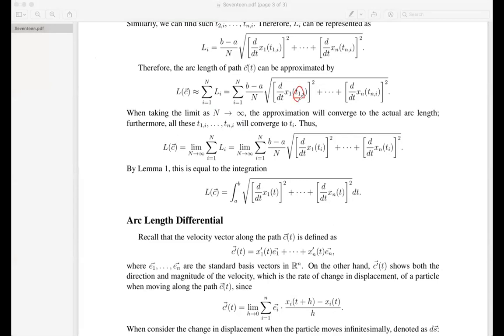the t1i, for example, remember t1i is between t(i minus 1) and ti. But if the number of partitions gets larger and larger, the length of each partition will be smaller and smaller. And eventually t1i would be exactly ti.